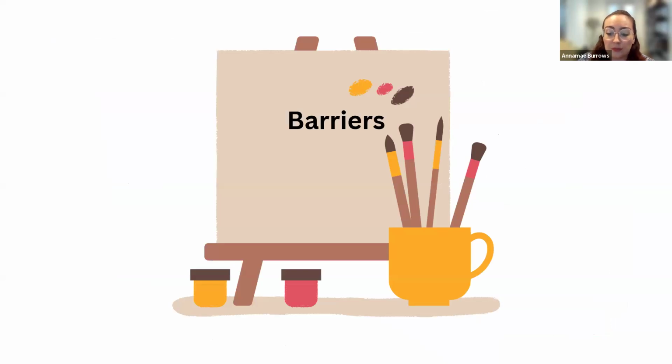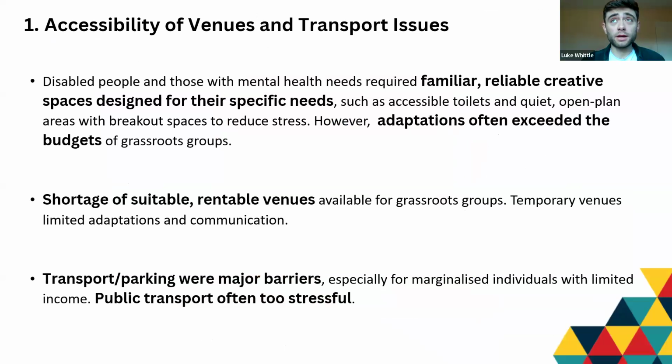So now we're going to talk about some of the barriers that participants discussed. Where we've just mentioned all these really tangible and important benefits that groups can provide people with additional support needs, we did find in our conversations with groups that a lot of people had barriers accessing the groups, or the groups themselves had faced barriers in being able to provide these creative activities. One of the first barriers that both of us found was the accessibility of venues, and a reoccurring challenge of transport issues.